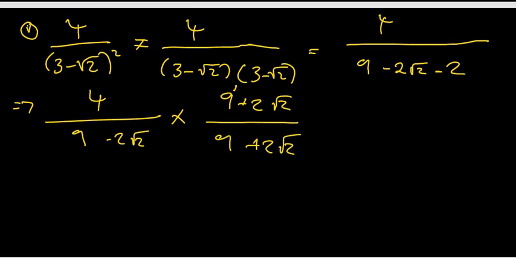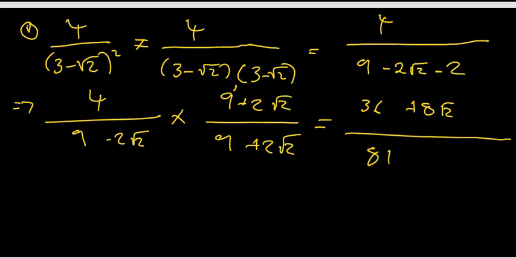Then besides doing that, you know here that this is just the difference of two squares, where you're going to say, okay, 4 times 9, which will give you 36. Then 4 times that one, it will just give you 8 root of 2. Then from there, this is just the difference of two squares, where you're going to have 81, then minus 4.